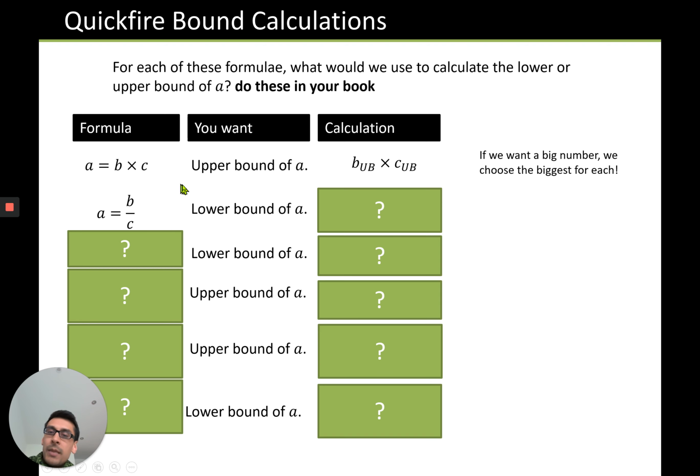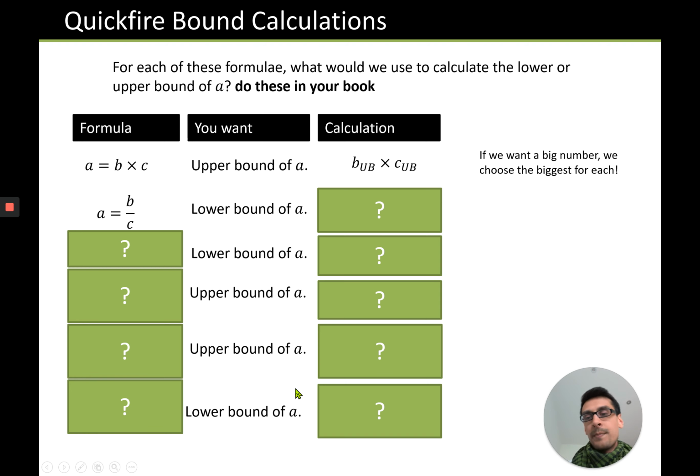This is meant to be an in-class activity where you might use mini whiteboards. I think it's worth doing just to test what you know. So I'm now going to show you all of the questions which are on the left-hand side, and then you're going to, in your book, just write something like that: lower bound of B times the upper bound of C, and so on.